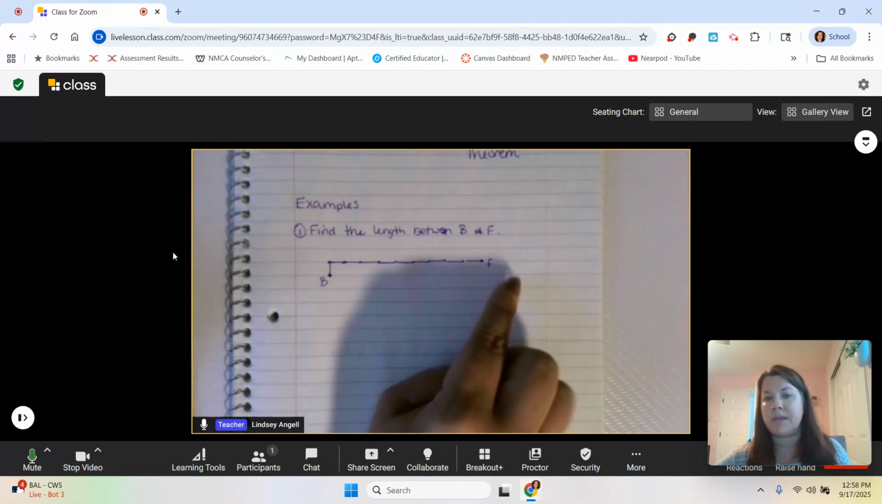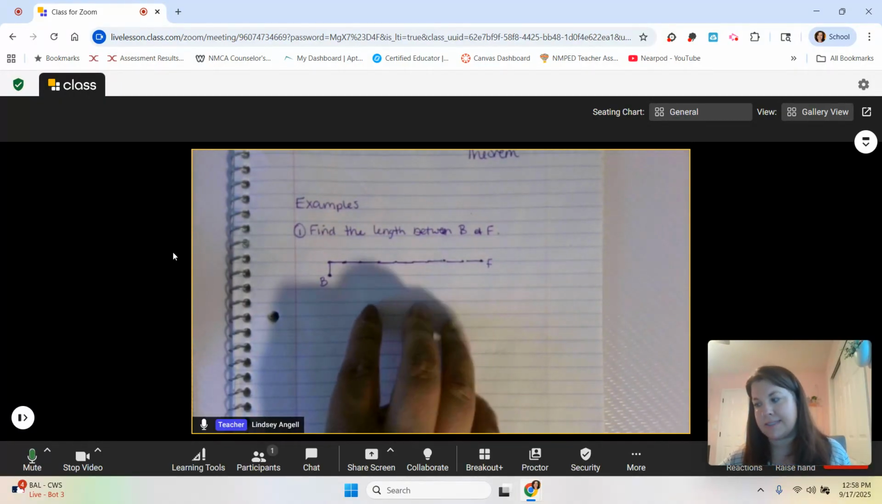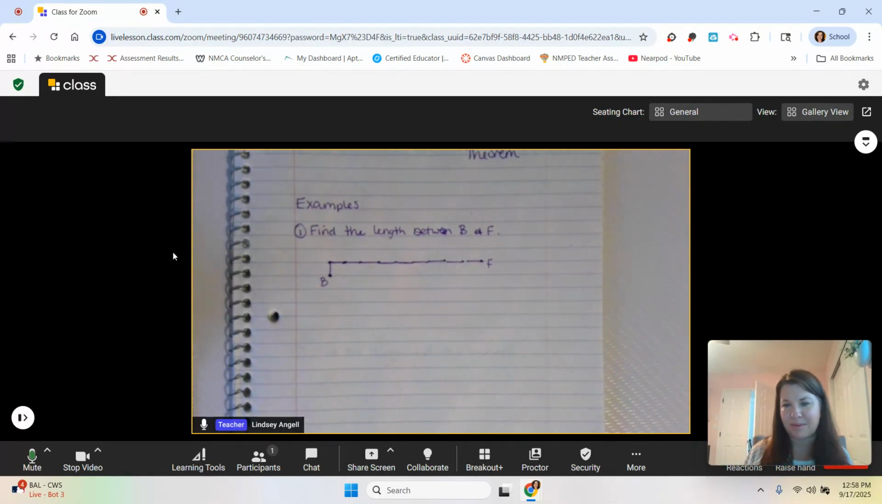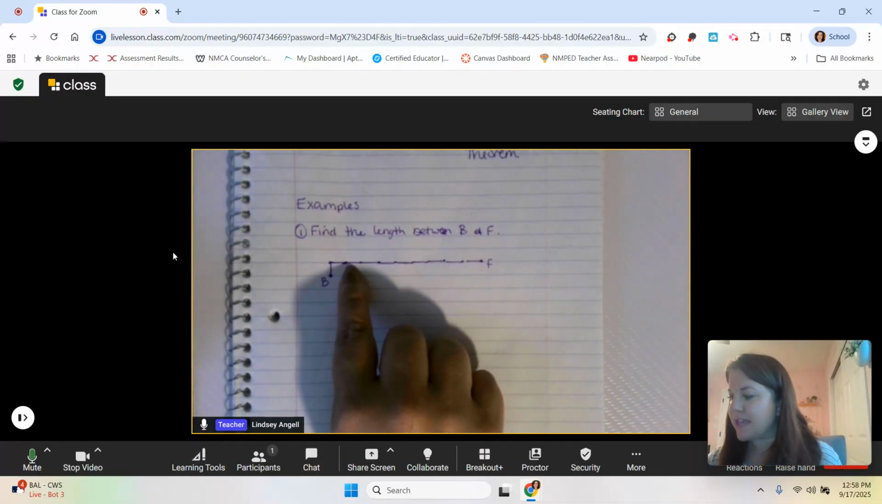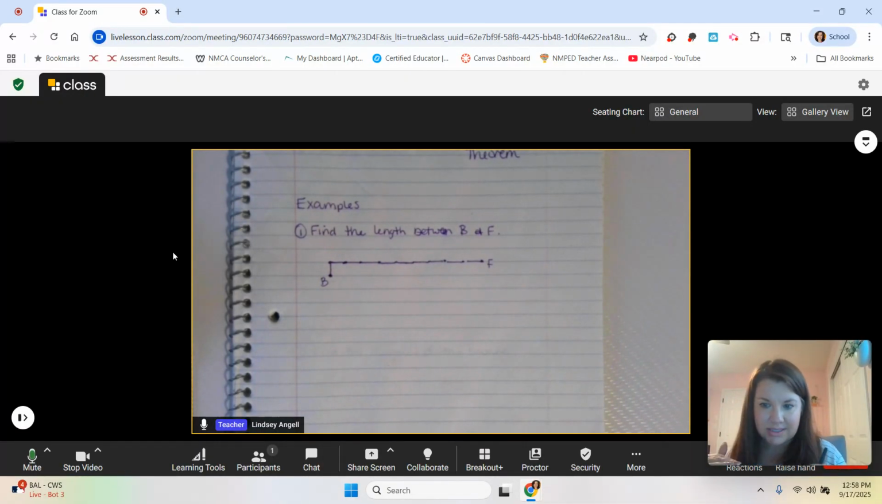This first one is from one of the maps in your practice. I couldn't write the map in my notebook, so I just took the distances and made these little dots to show where the grids are on it. The question asks, find the length between B and F.